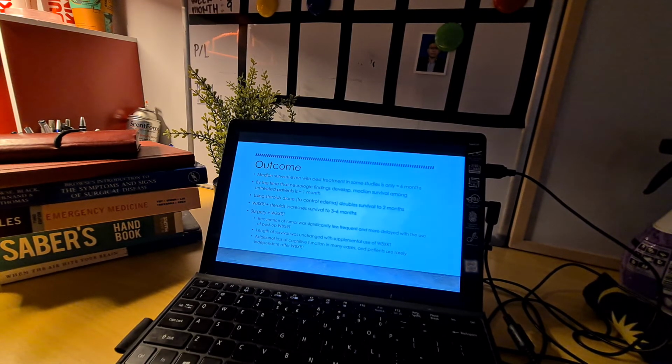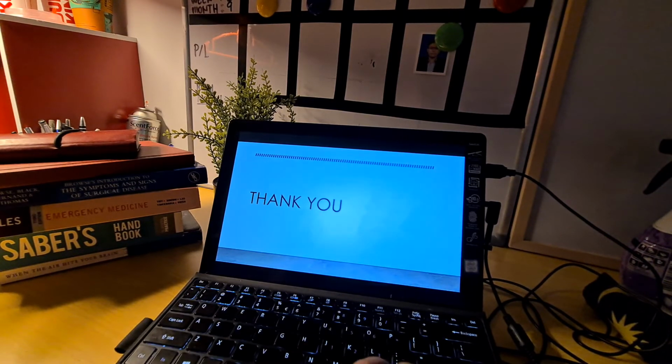Okay, surgery and radiotherapy. The recurrence of the tumor was significantly less frequent and more delayed with the use of post-operative radiotherapy. The length of survival was unchanged with supplemental radiotherapy, but there was additional loss of cognitive function in many cases, and patients are rarely independent after the radiotherapy, right? So that's it for the brain metastasis.